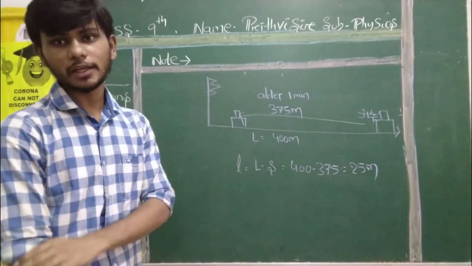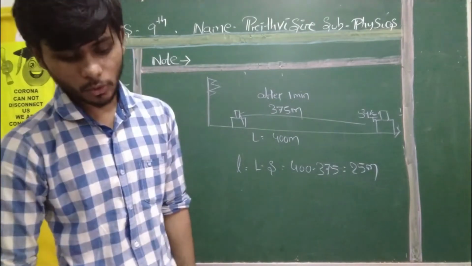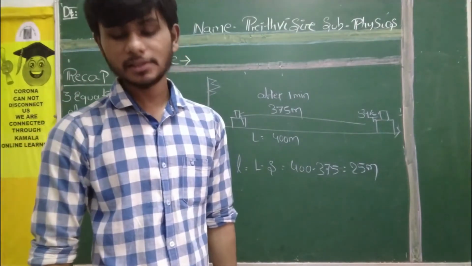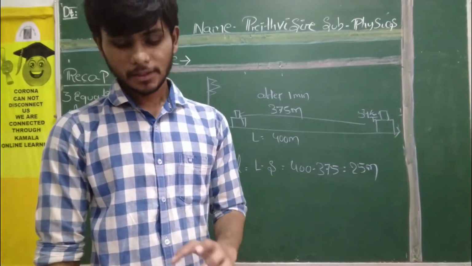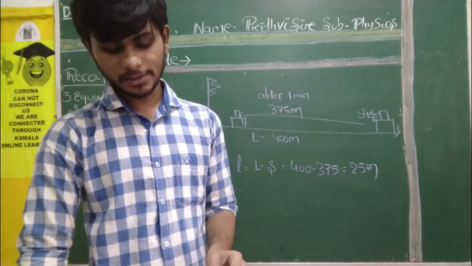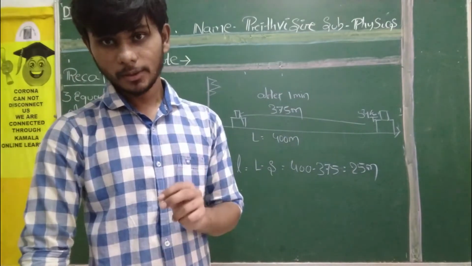It was quite difficult, and here we get to know one new formula, that is S is equal to minus u square by 2a. This is also we can use, this kind of formula also we can use. S is equal to minus u square by 2a.